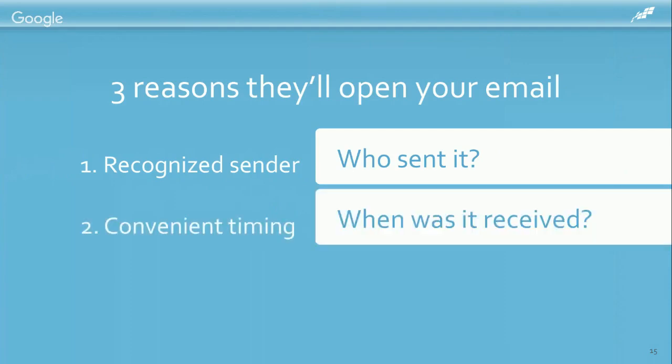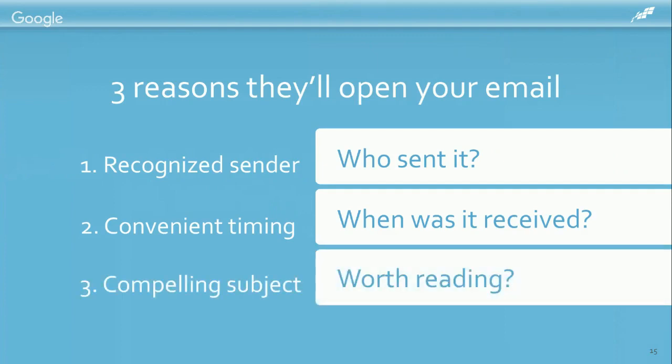Next, the time they received a given message is important. You want to make sure reading your message is convenient at the time so that they'll pay attention to when your recipients are opening your emails and send consistently at that correct time. And finally, was your message worth reading? Does the subject line compel them to click on your message and read more about it?